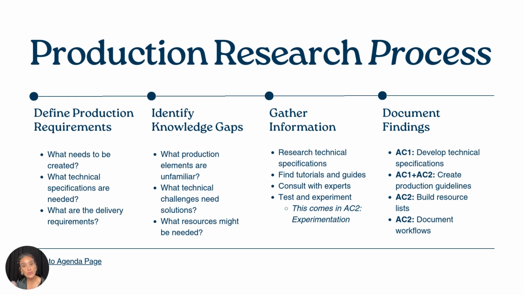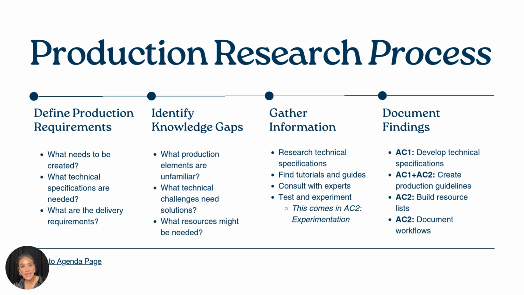Then you get information around how to fix it. That's researching technical specifications. That's looking at tutorials and guides. That's talking to experts. And experts is a wide range of people. And then you test and experiment. And that actually comes in AC2, where you have to do a whole section where you experiment to figure out these things. Because remember, right now we're just researching what needs to be done. We're not actually doing it until our pre-production.